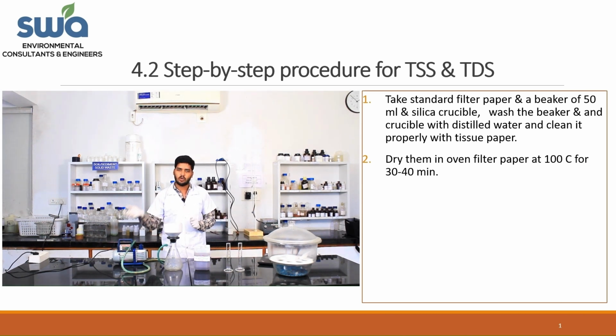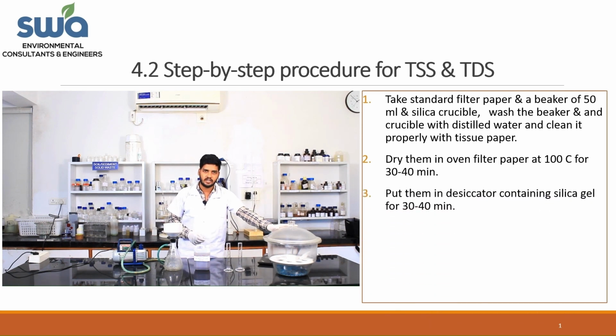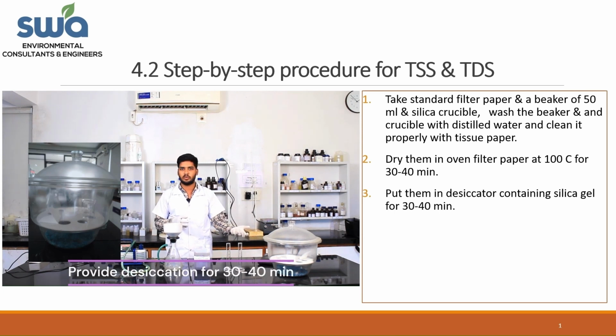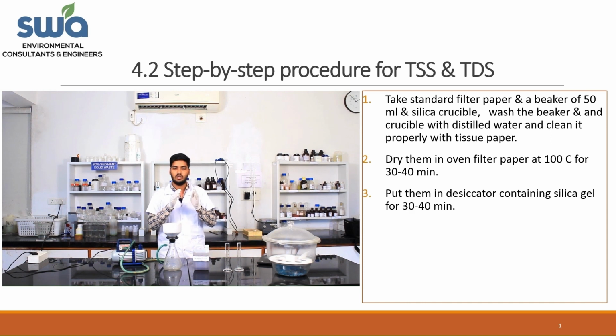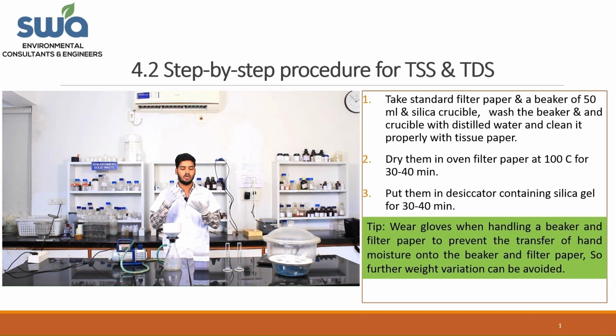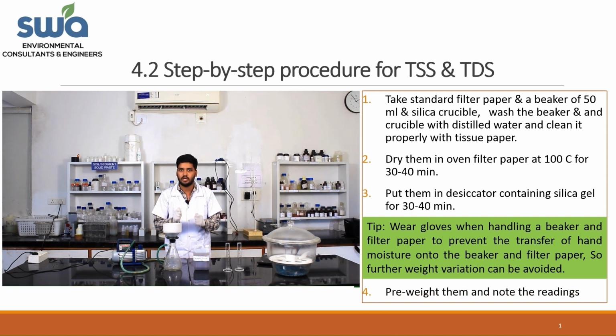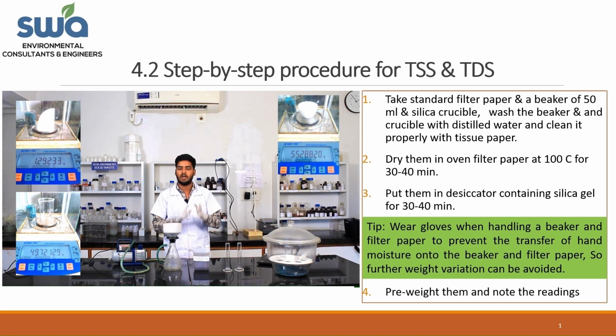After 30-40 minutes, take them out and put them in the desiccator, which contains silica gel. So the moisture will be soaked by the silica gel present in the desiccator, and the crucible, filter paper and beaker will be dried properly. Whenever you are proceeding with all of these procedures, make sure you wear gloves so that the moisture on your hand is prevented from transferring onto the equipment and further weight variation can be avoided. Now after putting them in the desiccator, take them out and take a pre-weight of the filter paper, beaker and crucible and note them. Now we will move further.